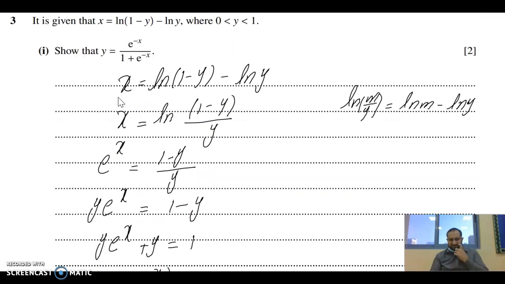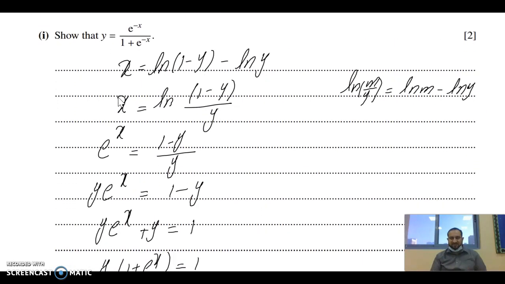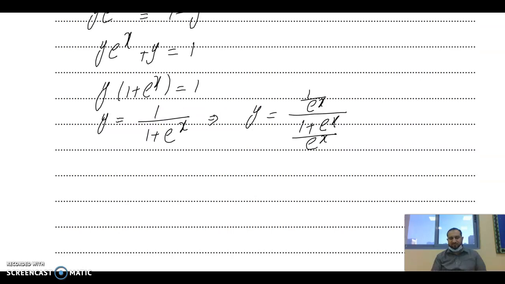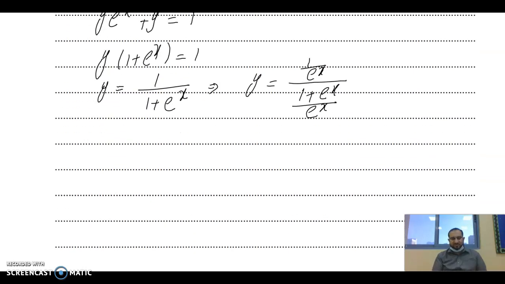But if we look into the expression, it has e to the power of negative x. So in order to do that, we are going to divide by e to the power x in the numerator and denominator. So here, in the numerator, this will be 1 over e to the power x, over 1 plus e to the power x over e to the power x. Since we just have to prove this, that's why we are doing this.